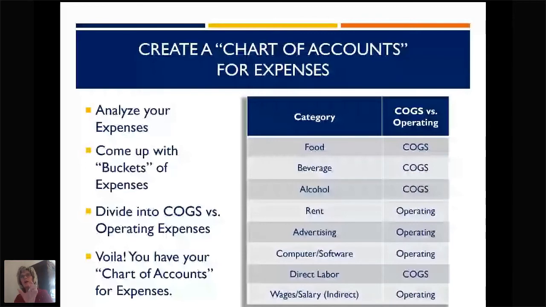Don't get hung up on if you miscategorize it at first. We can always move it and change it, but at least be thinking as you're spending money if this is going to be cost of goods sold, if this is going to be operating income. And when you're creating your chart of accounts, some bookkeepers might be able to help you with this. I know that Betty has worked with some of her clients on that.